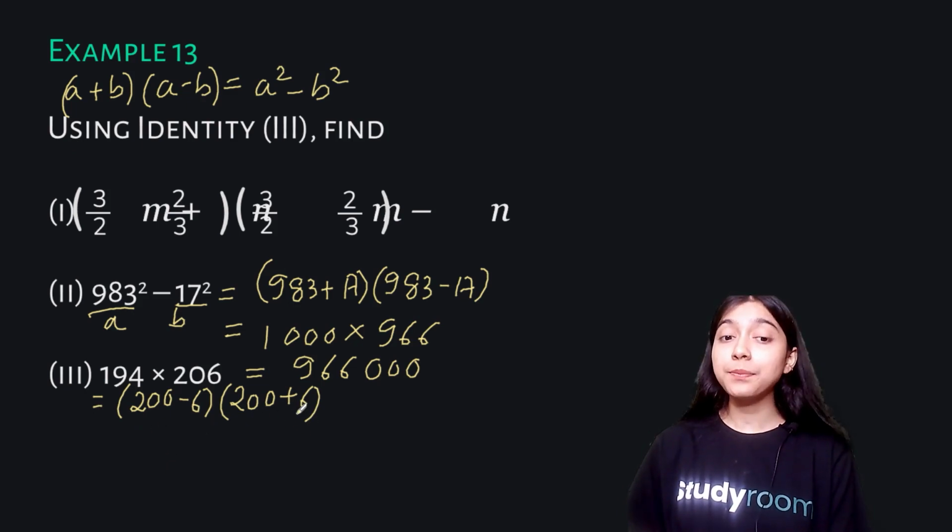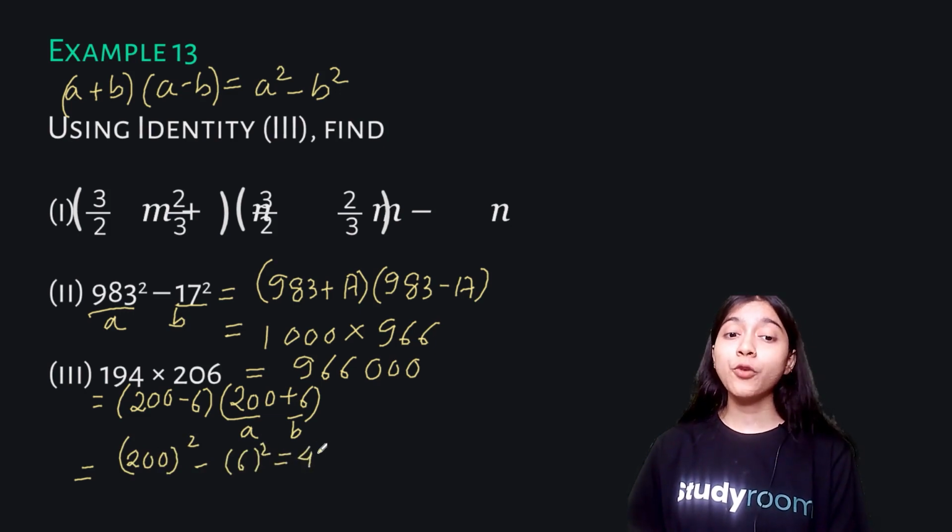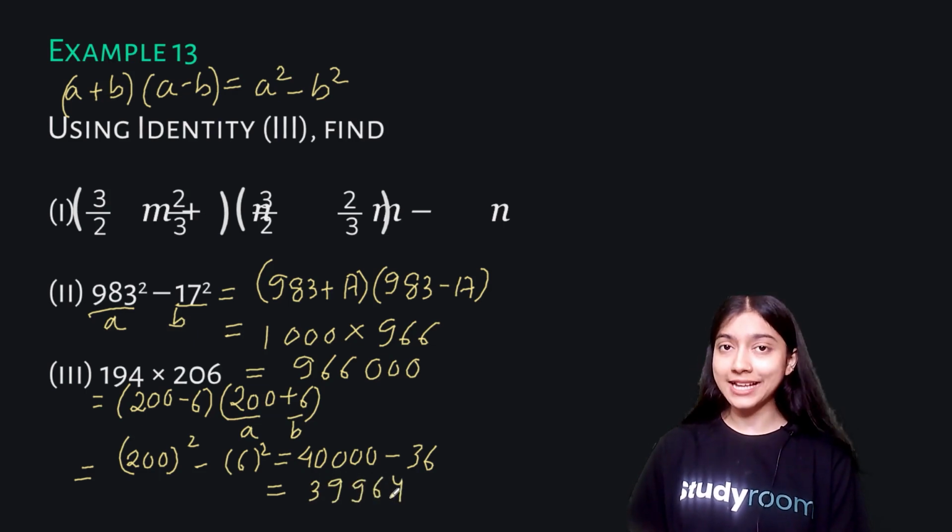So A plus B and A minus B. If we consider 200 as A and 6 as B, so this is A plus B multiplied with A minus B. And we know this ultimately gives us A square minus B square. So A square is 200 whole square minus B square is 6 whole square. 200 whole square gives us 40,000 minus 6 whole square gives us 36. So 40,000 minus 36 will ultimately give us 39964. So this is our final answer of the given question.